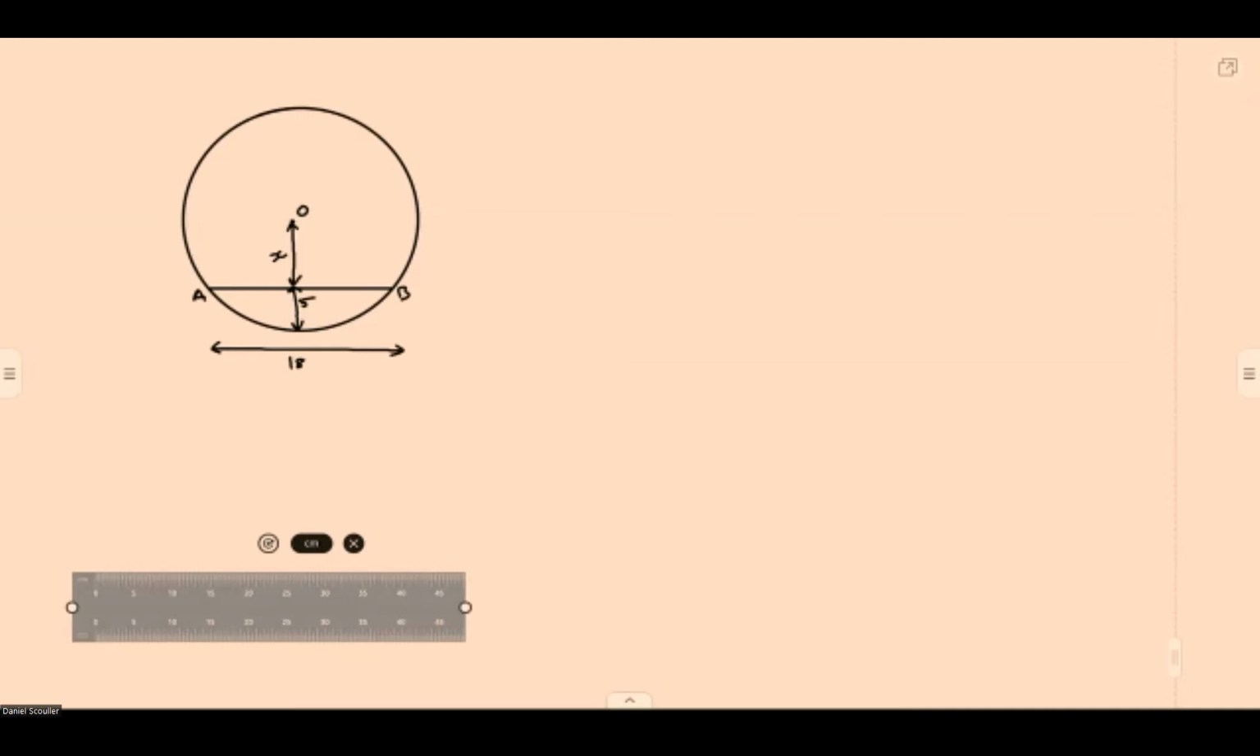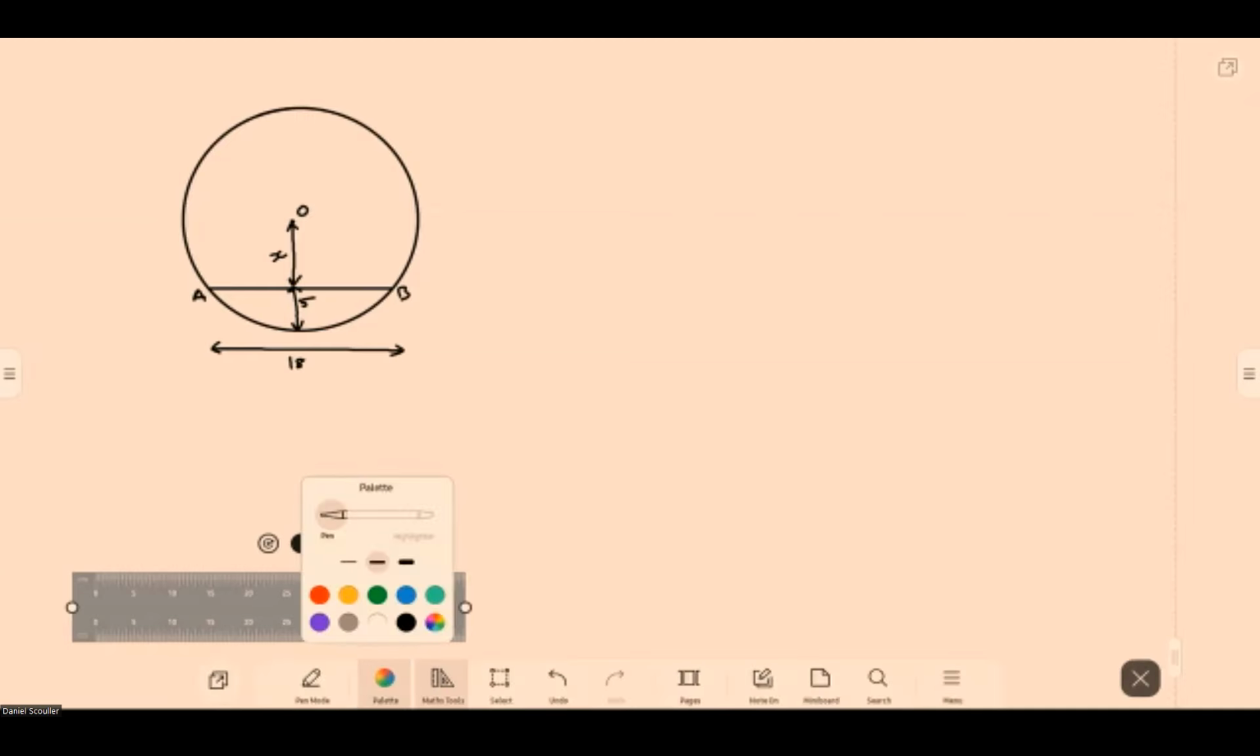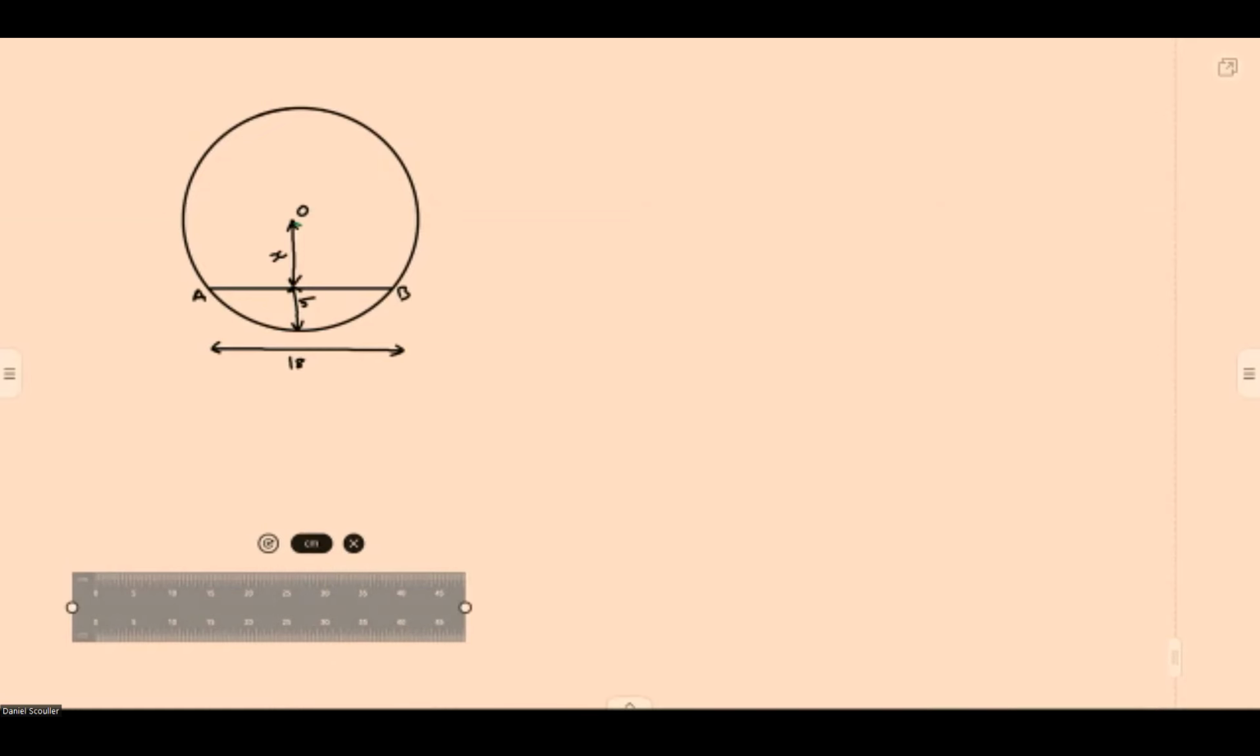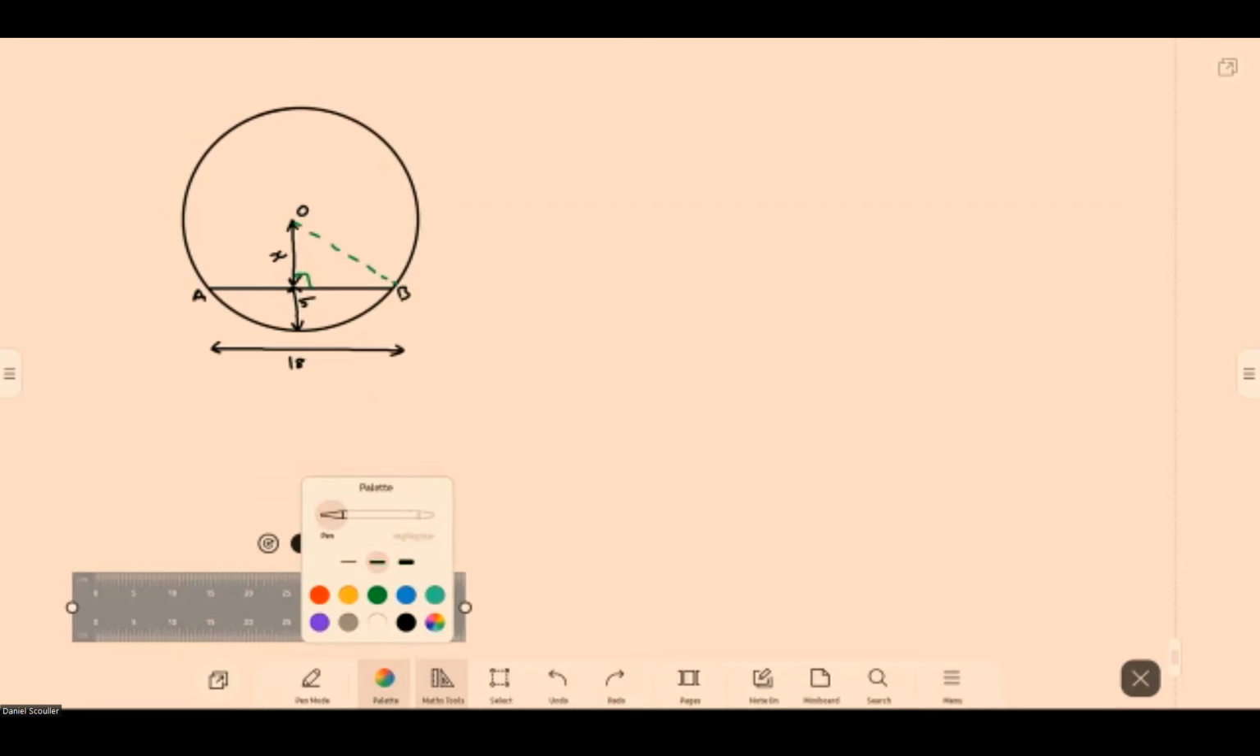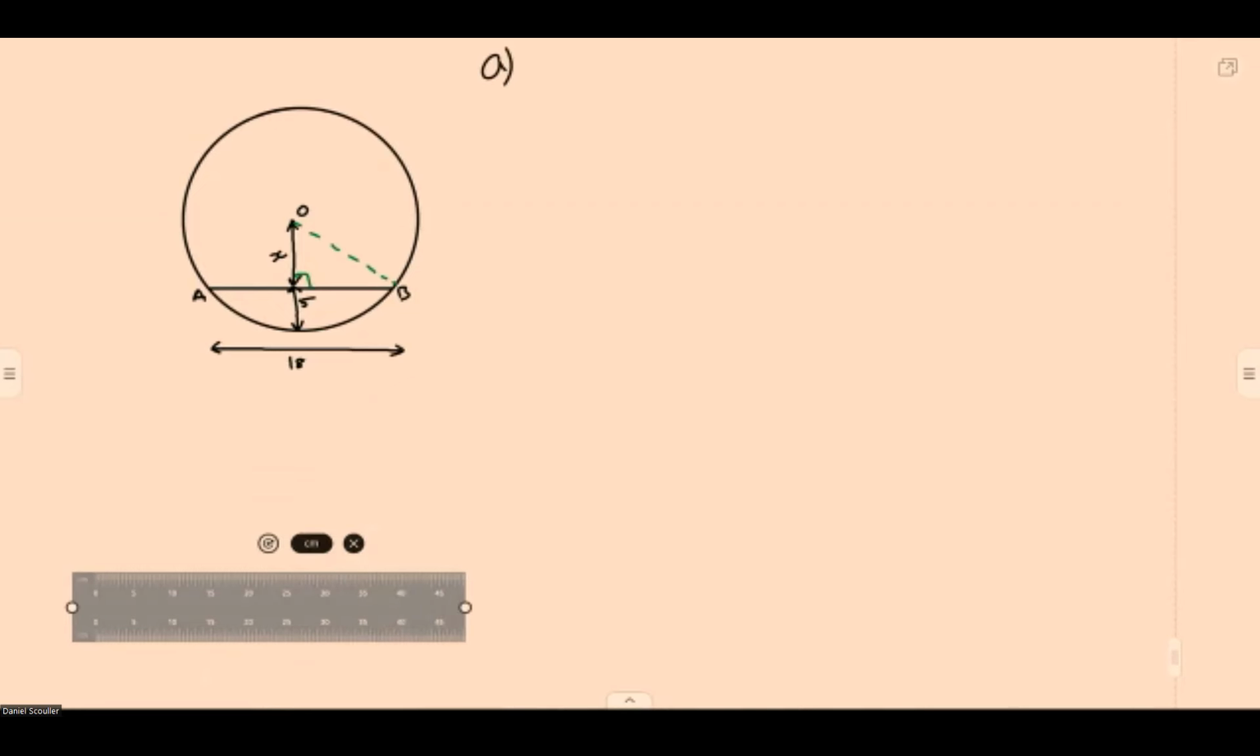My first thought is, let's just draw in the right angle, just for my own sake. And remember that OB distance, and you could draw OA if you wanted, that OB distance is the radius. So before tackling any of the question, that's what I'm looking at there. I'm filling in as much as I can. Part A is looking for an expression for X in regards to R.